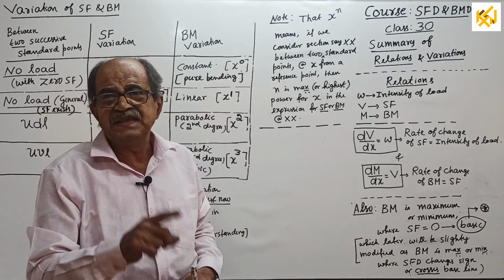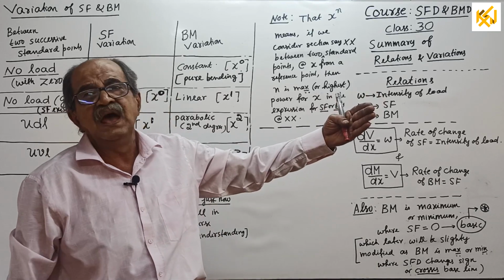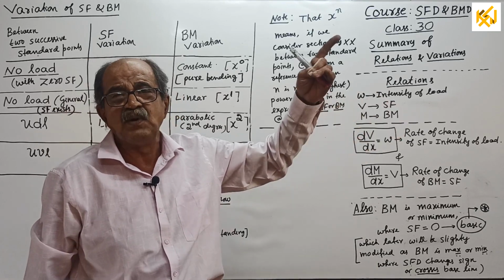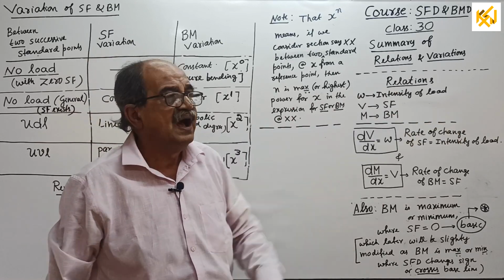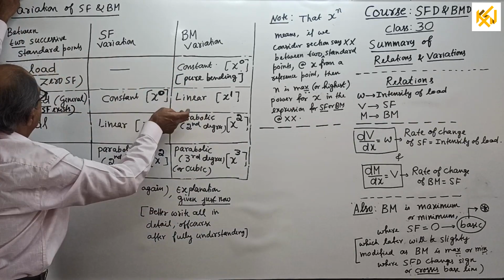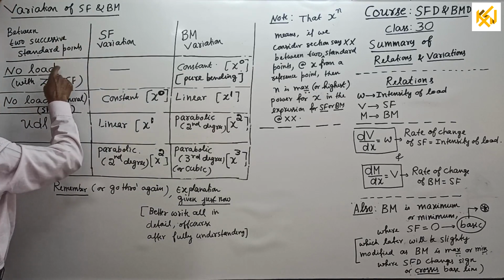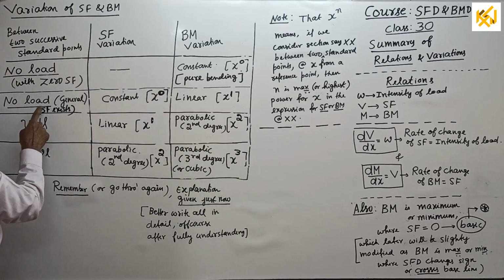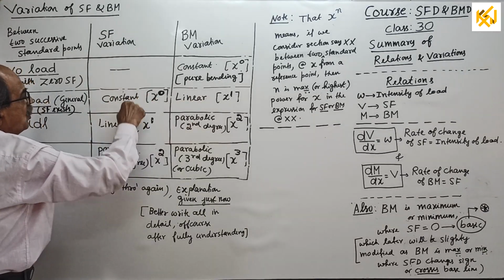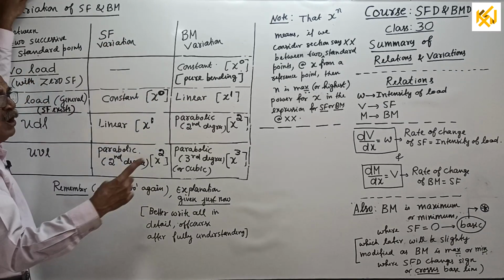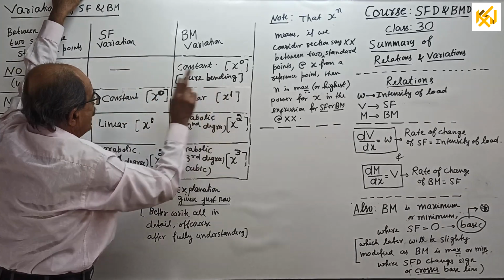If SF is x power 1, then BM is x square, the highest power. If SF is x square, BM is x cube. Then come down for both of them. For the no load case, whatever is the power of x for SF and BM both, as you come down, you get the power 0 and 1.